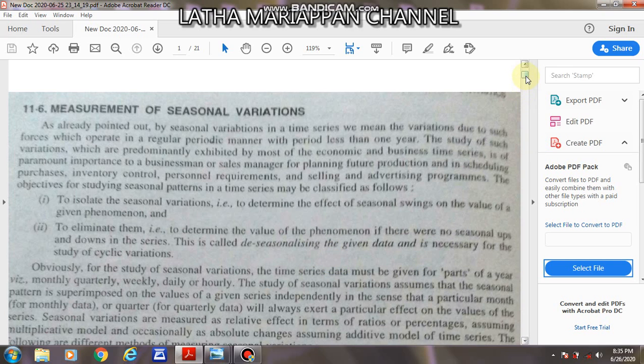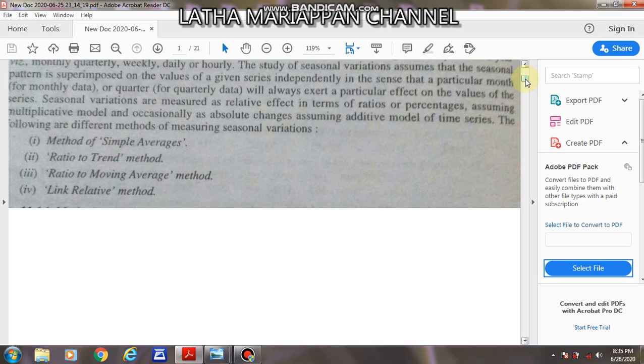Here there are various methods. They will give the data in terms of years, or monthly or quarterly, weekly, daily or hourly. According to that you have to do the problems. There are various methods in seasonal variation: the method of simple average, the ratio to trend method, the ratio to moving average method, and the link relative method.